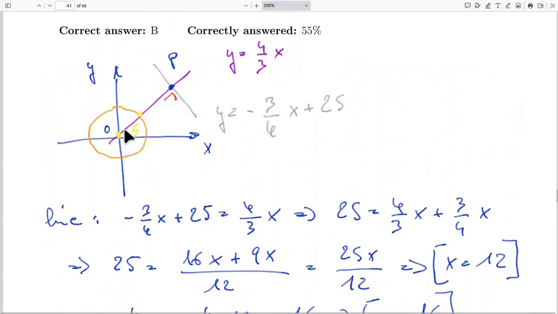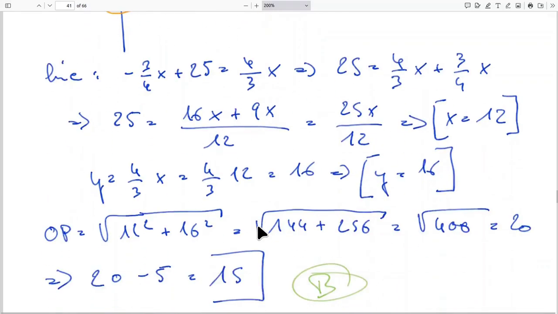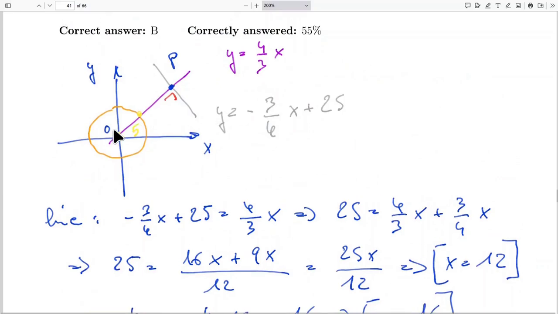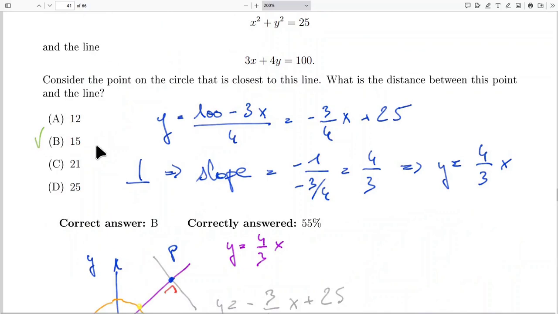And we know the radius of the circle was 5, so 20 minus 5 will give you the distance between the circle and P. So that's 15, and it is the shortest distance because it's a straight line. So 15 is the correct answer here.